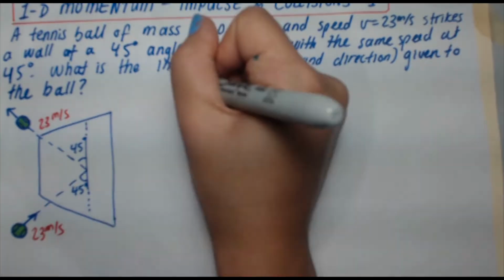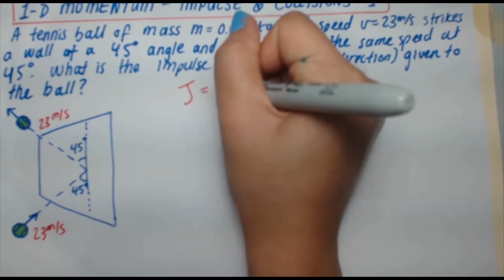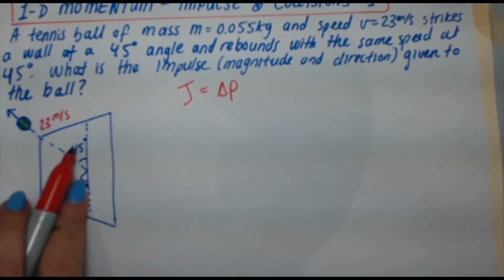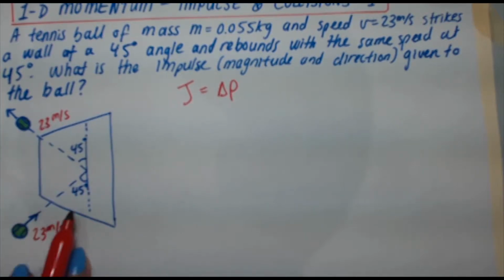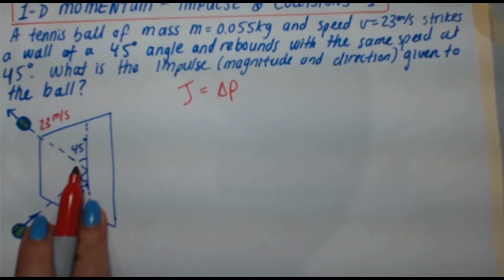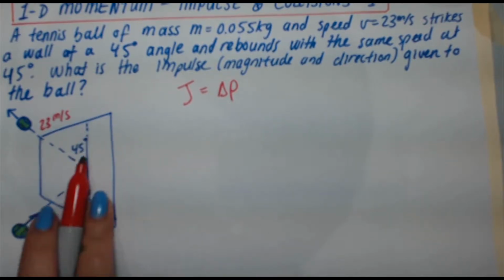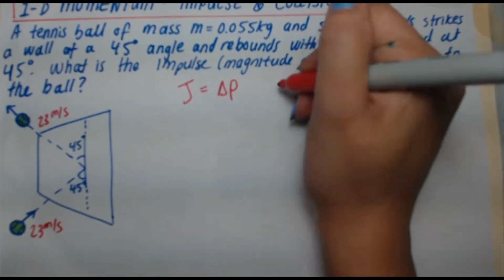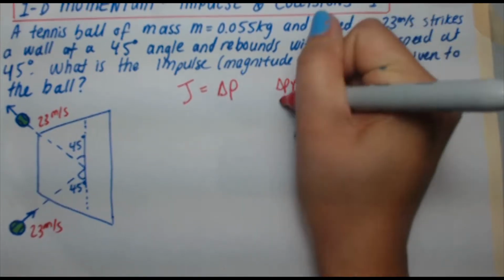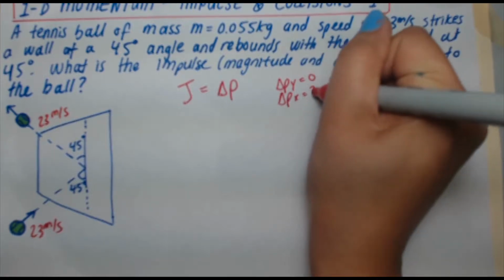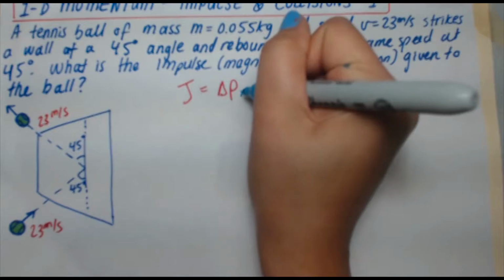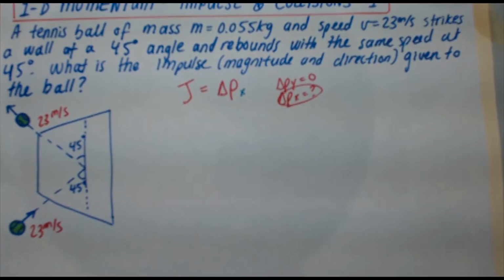So impulse, by definition, is given the letter J and is given by the change in momentum. J equals delta P. Now, if you look in the y direction, the momentum is not changing, right? Because you have a certain y speed, it's going up, and afterwards, the vertical speed for y is the same. So the y momentum is not changing. So delta py is equal to 0. What we're really concerned with here is delta px. This is what's going to give us our values. So delta px is what we're going to find for the impulse.